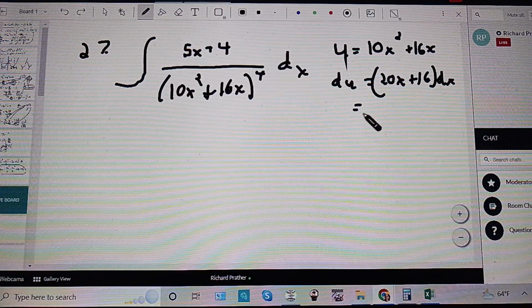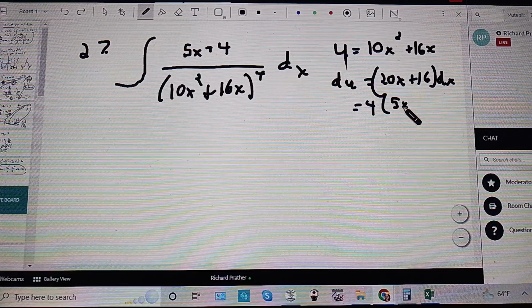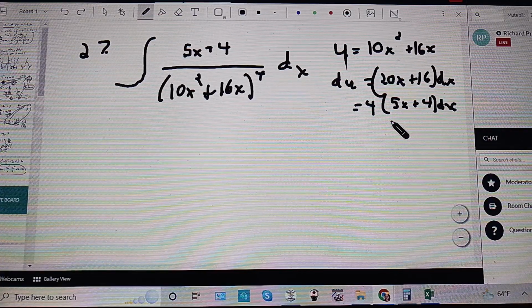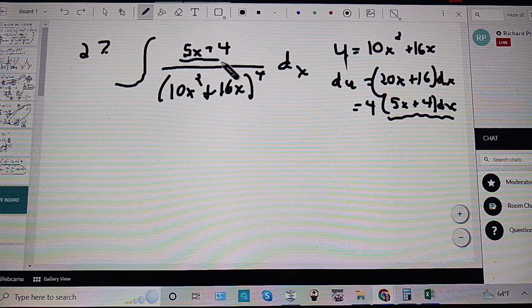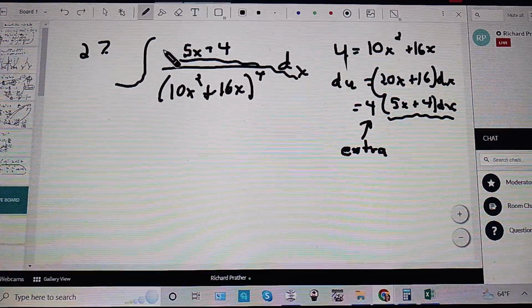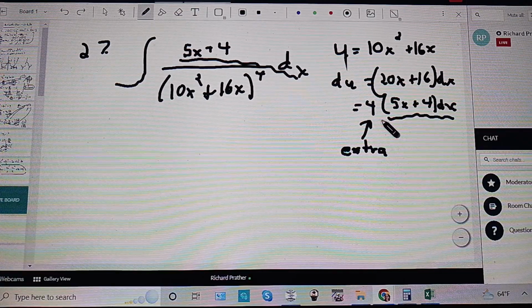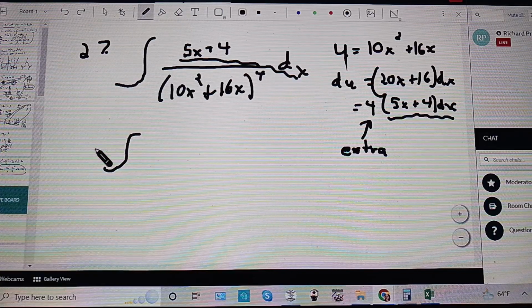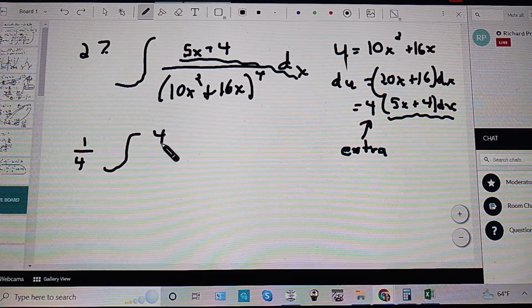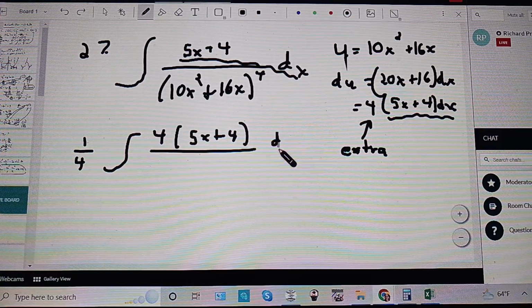But 20x plus 16 does have a GCF of 4. 20 divided by 4 is 5. And 16 divided by 4 is 4. So there's what I have. That's what I have in my problem. I have everything except for this extra 4. If there's an extra constant in the problem, you just pull it out front. If there's an extra constant in the du statement, then this is where we need to insert both a 1/4 and a 4 into the original problem so that we have everything we need.